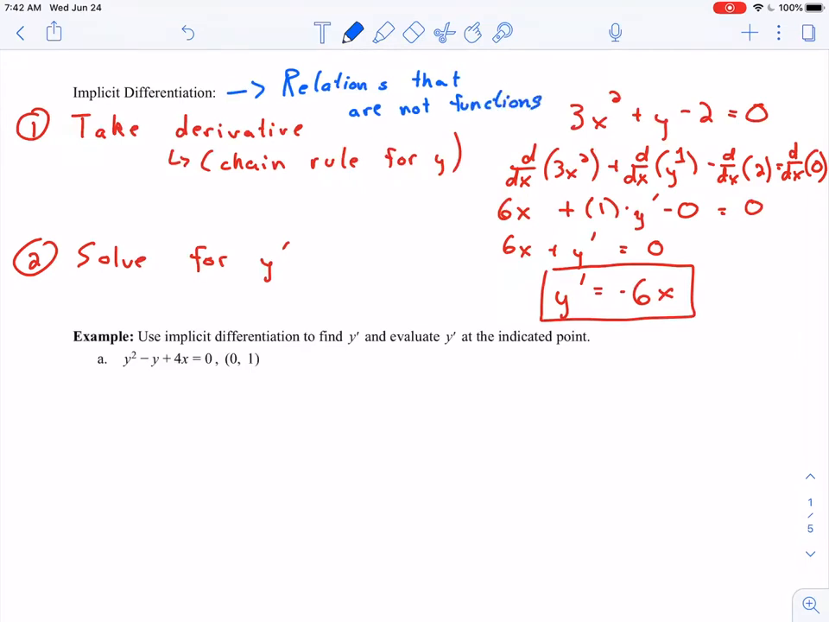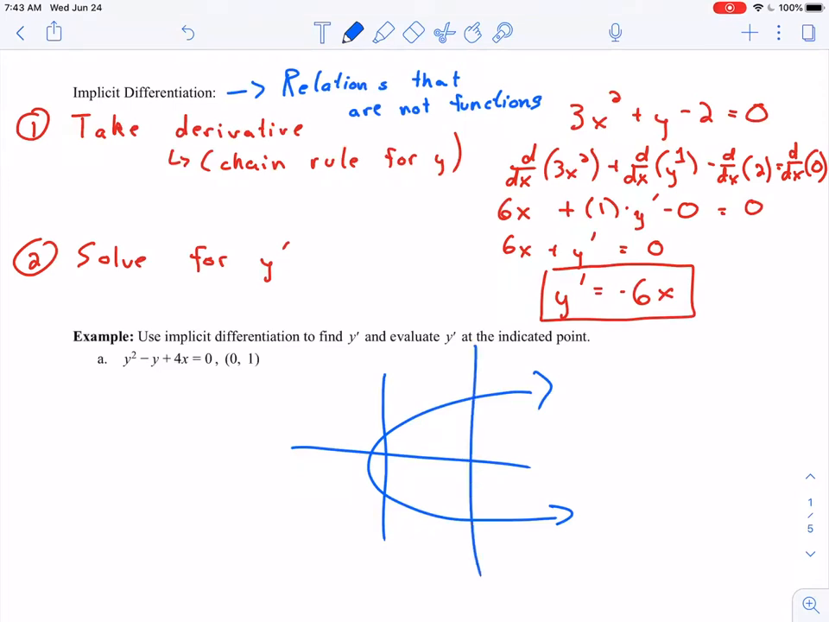So if I look at this equation right here, we're going to use implicit differentiation to find y prime and then evaluate y prime at the point that's given. Here I have y squared minus y plus 4x is equal to 0. If you were to type this into, say, Desmos.com, this actually isn't a function. You would see a parabola that opens sideways. You would see something that looks like this.